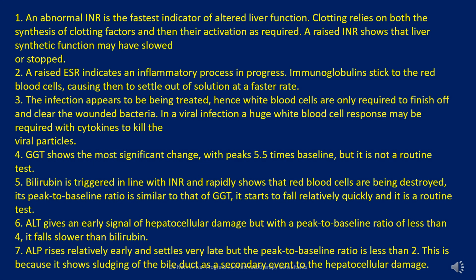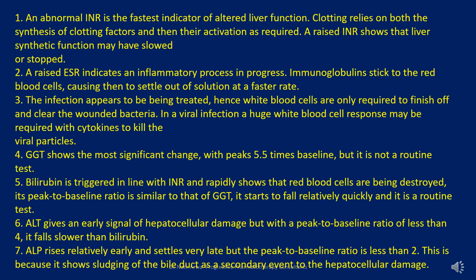1. An abnormal INR is the fastest indicator of altered liver function. Clotting relies on both the synthesis of clotting factors and then their activation as required. A raised INR shows that liver synthetic function may have slowed or stopped. 2. A raised ESR indicates an inflammatory process in progress. Immunoglobulins stick to the red blood cells, causing them to settle out of solution at a faster rate. 3. The infection appears to be being treated.